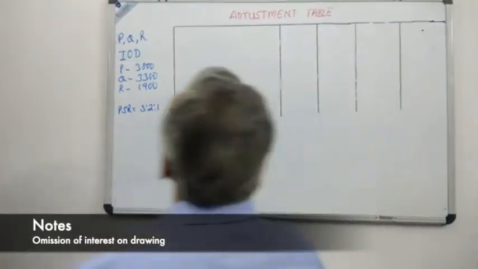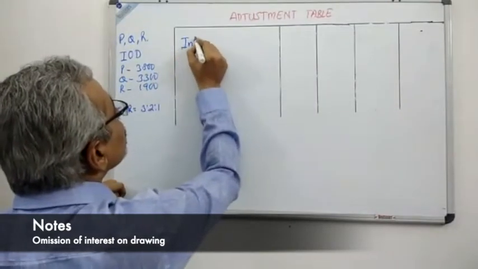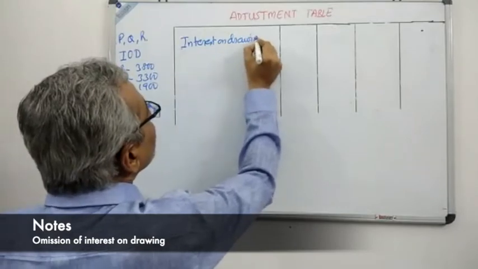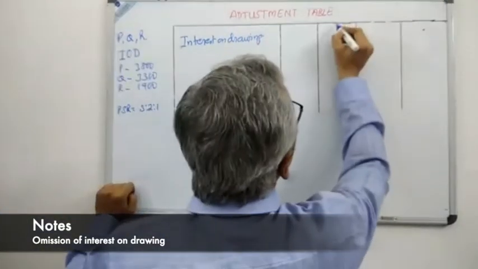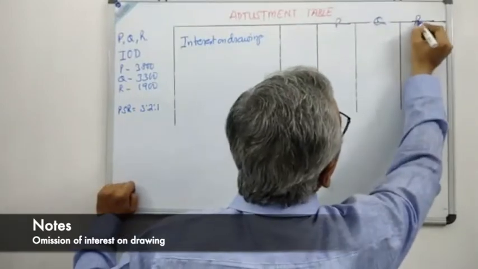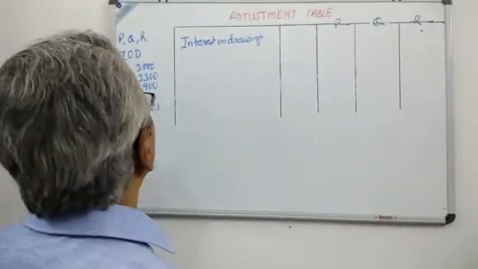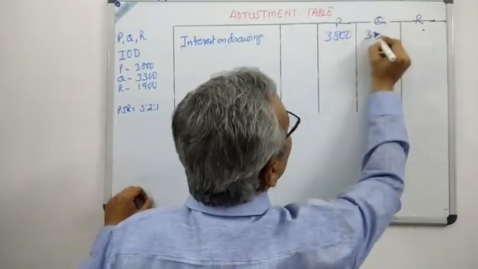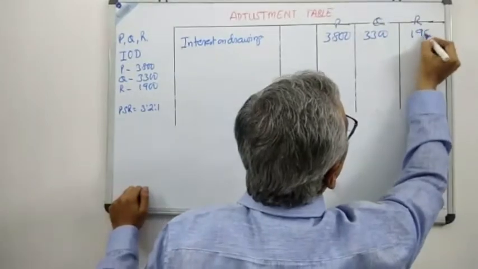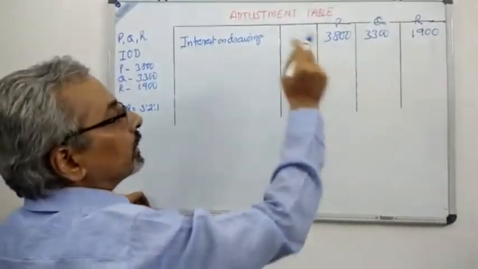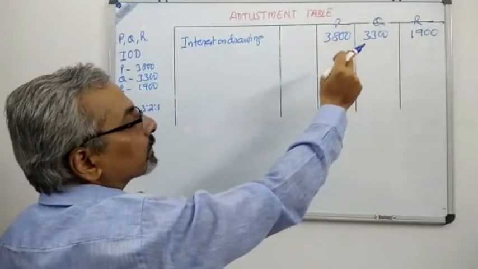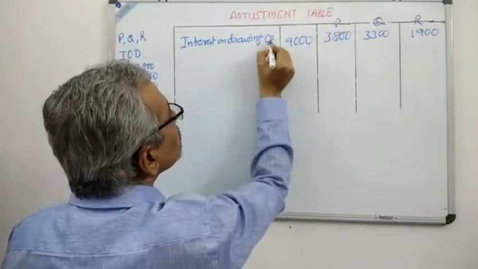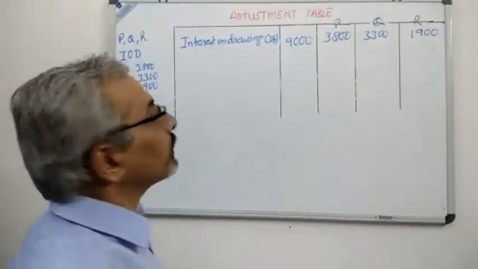So first step first, interest on drawing. And the names of the 3 partners are P, Q and R. Now please see very carefully. 3,800, 3,300 and 1,900. So if you add all these, 3,800 plus 3,300 plus 1,900 gives us a total of 9,000. This is a debit amount.